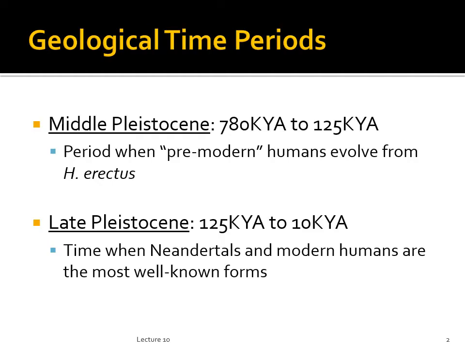There are 2 sets of chronological terms that become important here. The Middle Pleistocene dates from about 780,000 to 125,000 years ago and represents the period when these pre-modern humans evolved out of Homo erectus. The Late Pleistocene then dates from 125,000 to 10,000 years ago and is the period during which Neandertals and modern humans are the most well-known forms. That's the geological chronology.